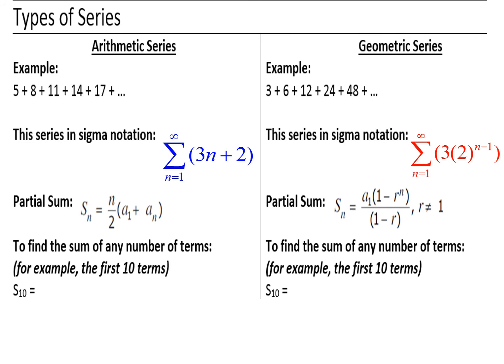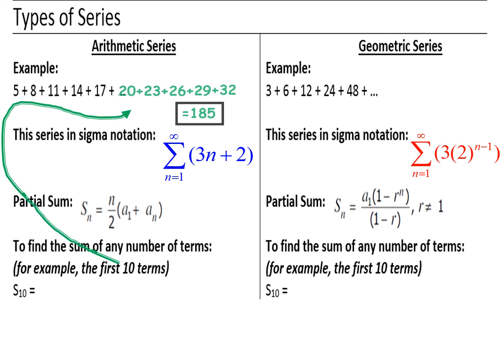Here is our given equation, and we're going to find the sum of the first 10 terms. So we could continue with the pattern, which could be long, or we can use our formula that's given. This is n over 2 times the first term plus the last term. This gives us the same value of 185.